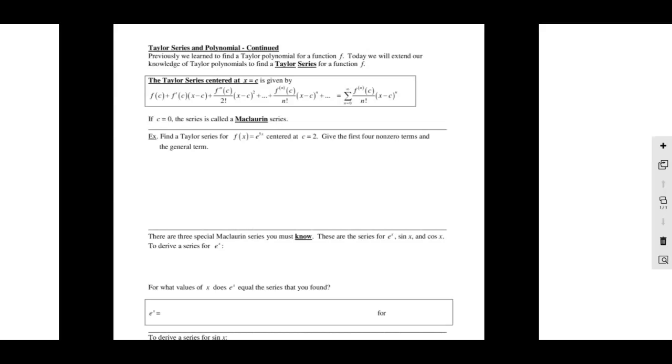Remember, it's always going to converge at the center. Then I can add the radius to the right and subtract the radius to the left, and that gives me my framework for the interval of convergence. And then we always have to test the endpoints. We have three different scenarios that unfolded.